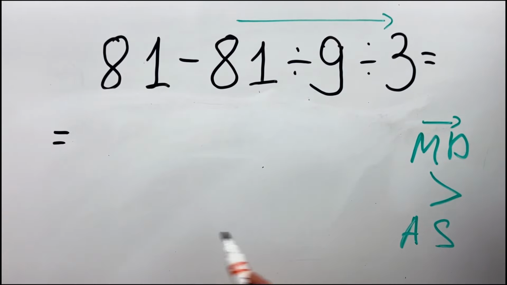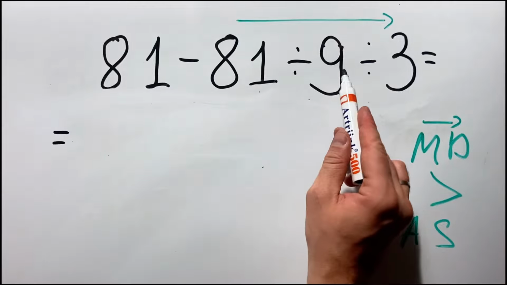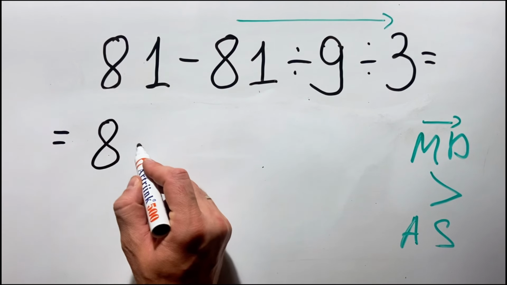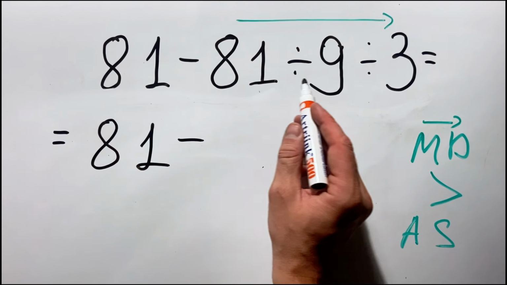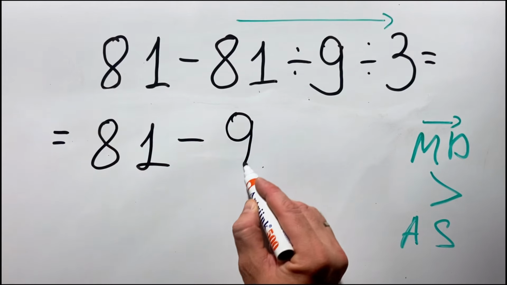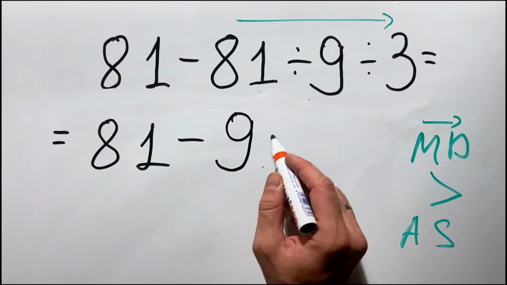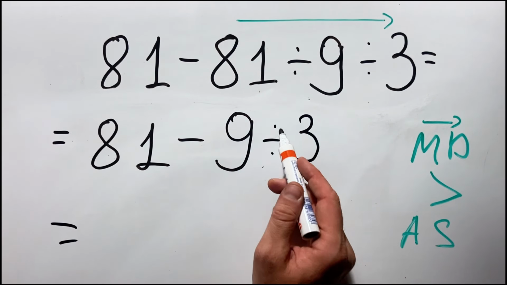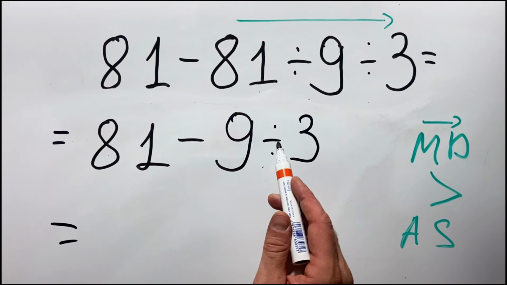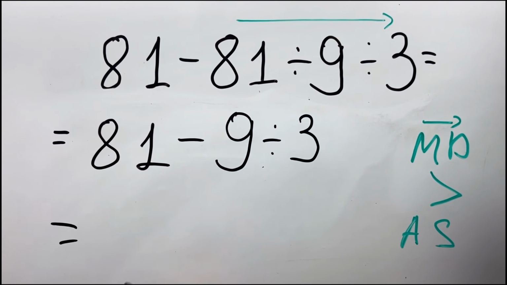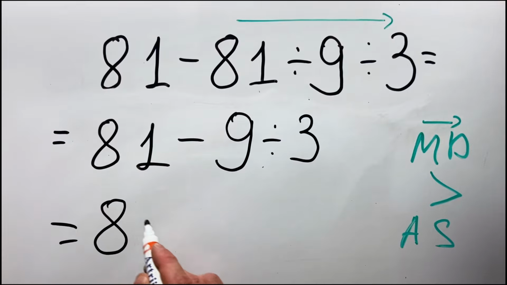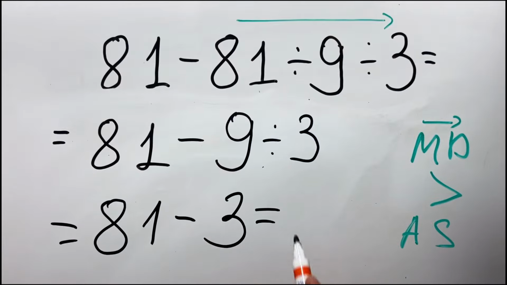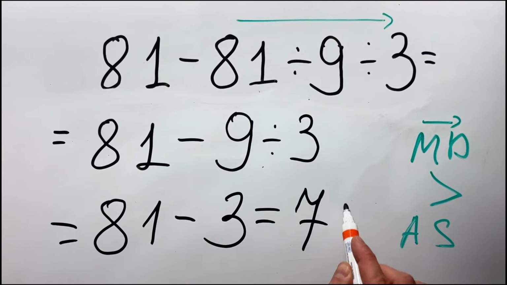Therefore, because we must do division first from left to right, we do this division first. We get 81 minus 81 divided by 9 is 9. Then we have also divided by 3. So we do the second division, which is 9 divided by 3. What we get is 81 minus 9 divided by 3 equals 3. And the result is 78.